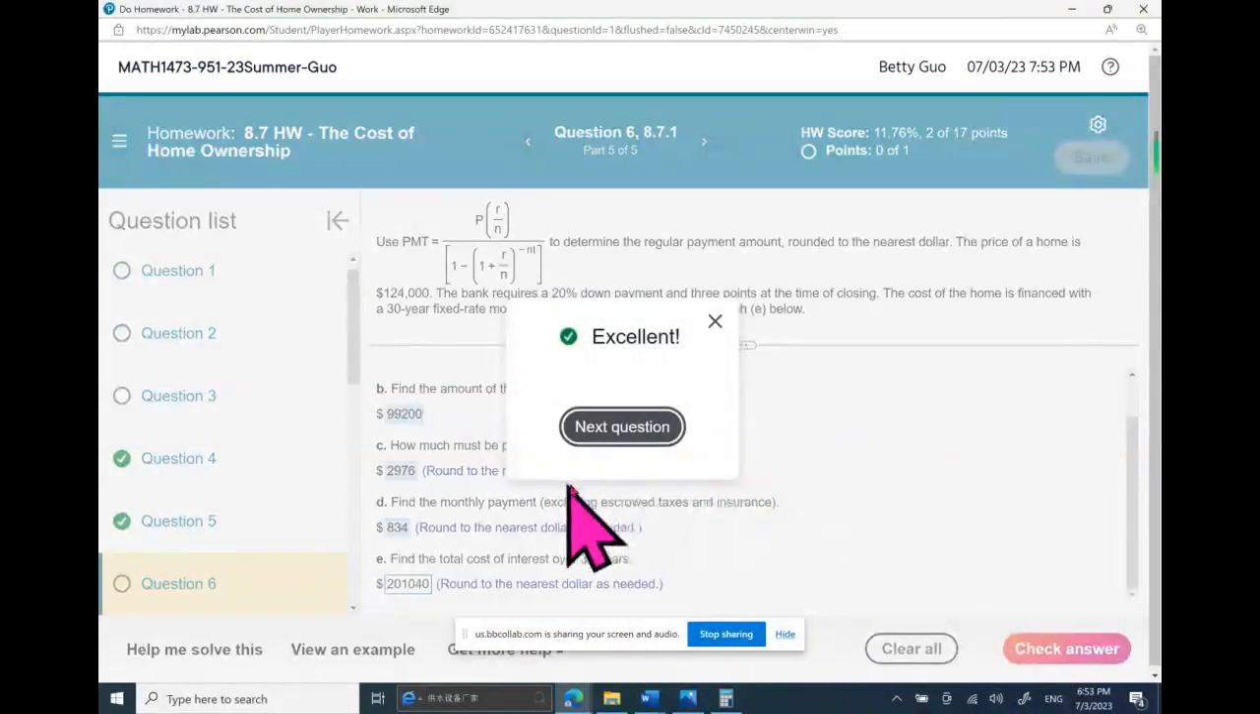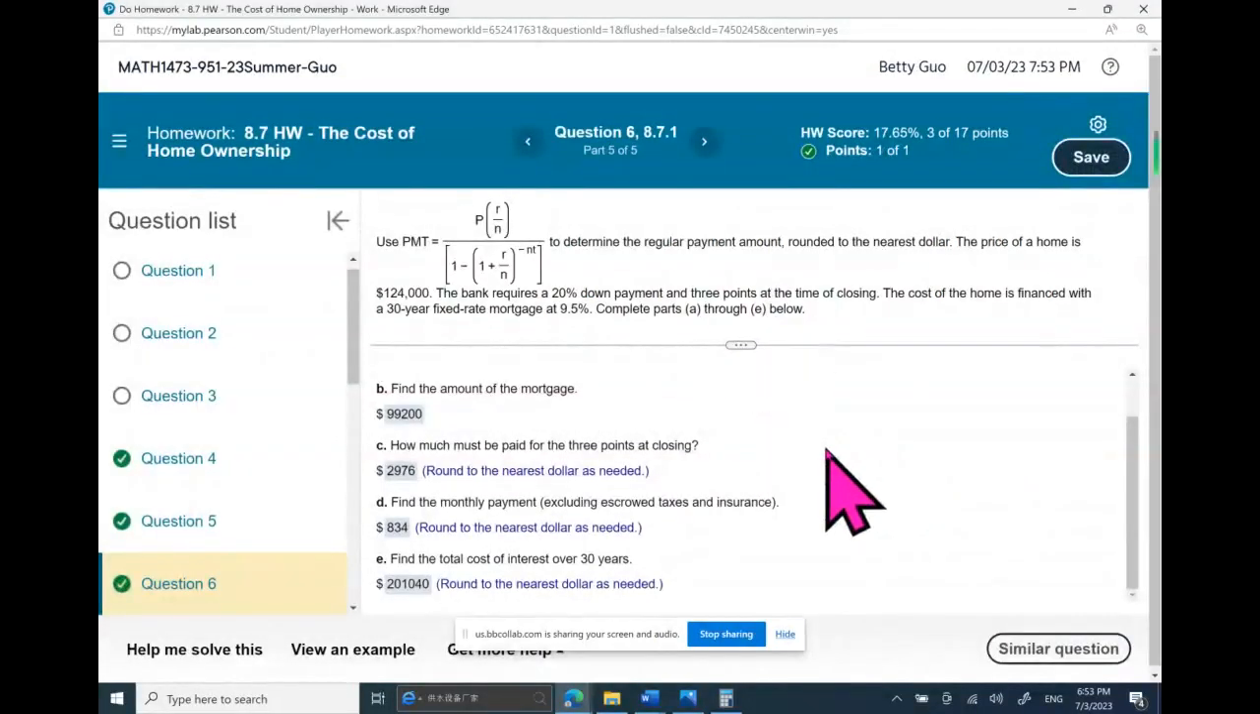That is more than the price of the home mortgage. As you can see how expensive it is. Very, very expensive. The reason is because the interest rate is very high. 9.5%, that's very, very high.